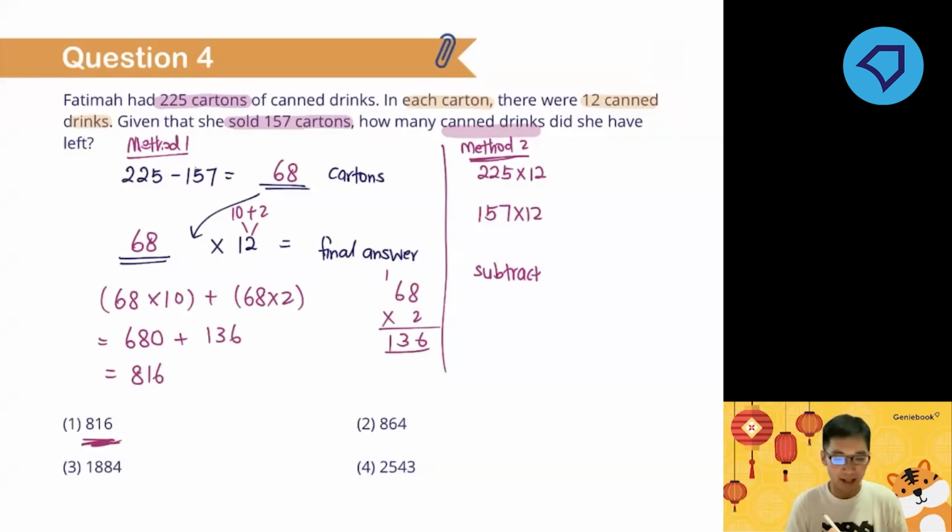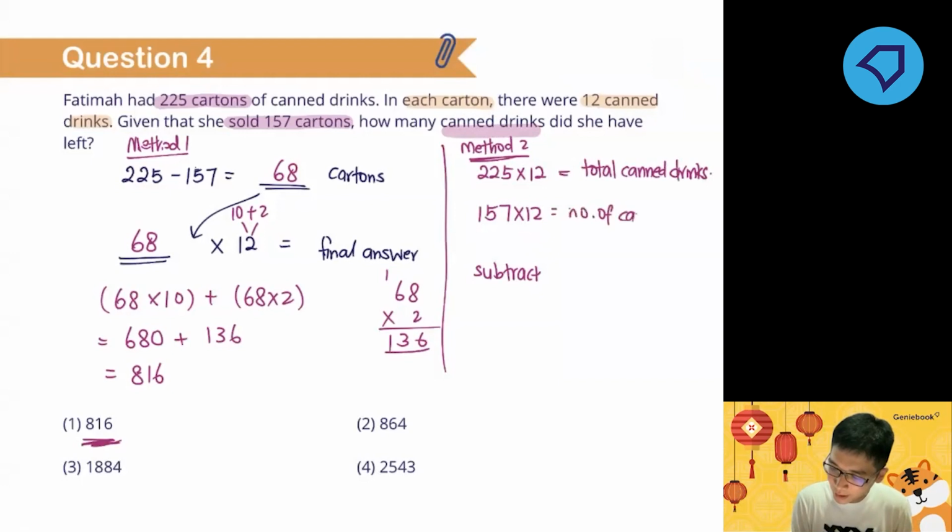Okay, for those who are asking about method 2, why I multiply 157 times 12? Because I want to know how many canned drinks were left. So the first step in method 2 is first finding out how many canned drinks in total. So this is the total canned drinks. Now, what about 157 times 12? The 157 cartons that she sold away had 12 canned drinks in each carton. So this tells me the number of canned drinks sold. Can you see that?